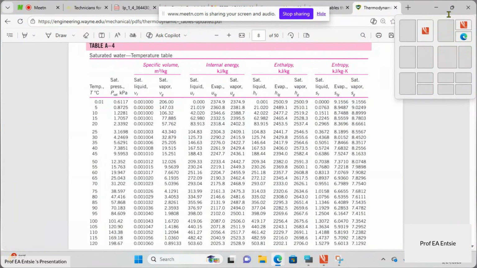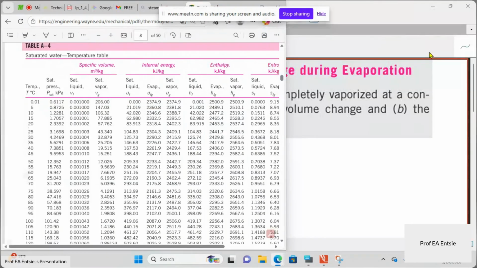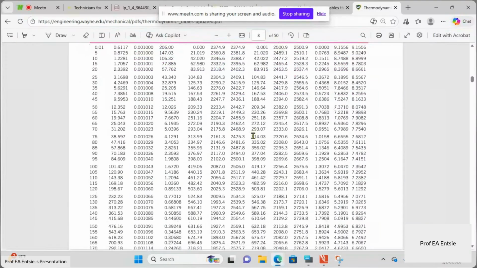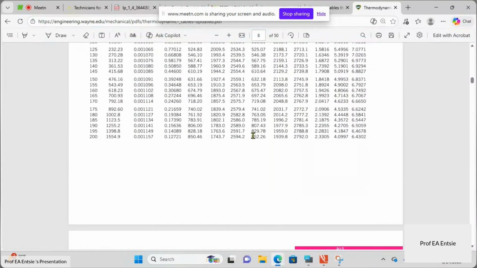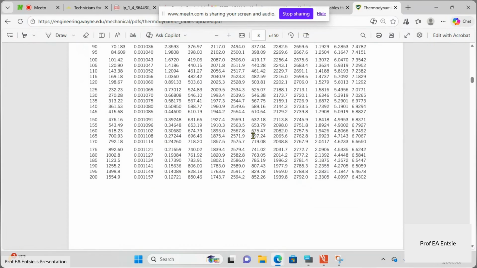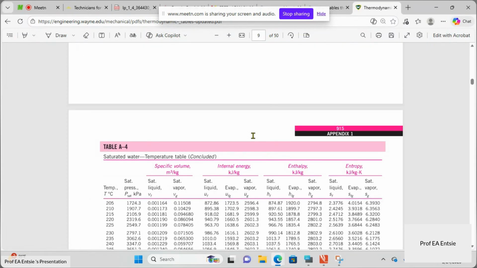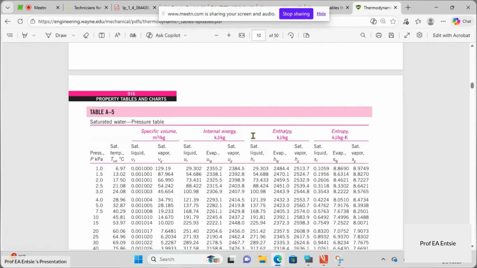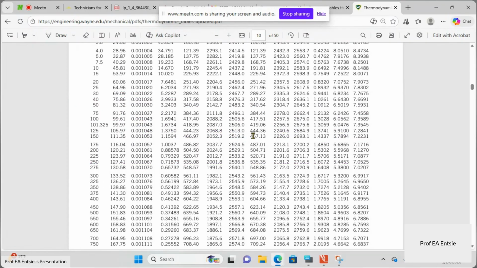Right, saturated water table. Then deal with the pressure they give us, which is 100. So saturated water. Then they gave us pressure, so I'll go to the pressure table. Look at how we read it too. Saturated water first. That is what the question will give you. If the question says superheated vapor, you go to the superheated table. So it says saturated water. So I'll come here. Then they gave us pressure, so I'll go to the pressure table. The pressure is 100 kilopascal. You see, this is in kilopascal.